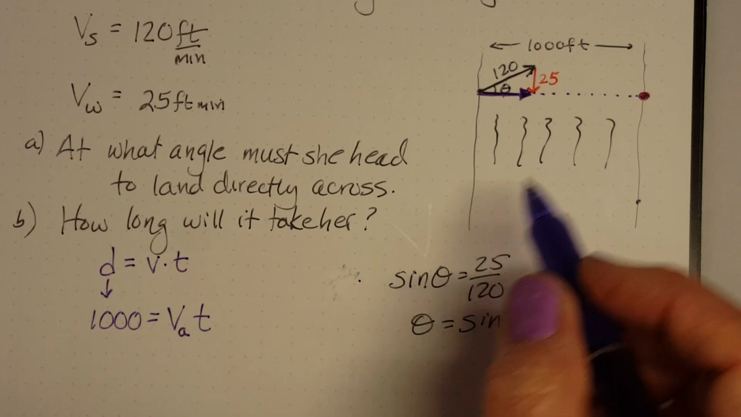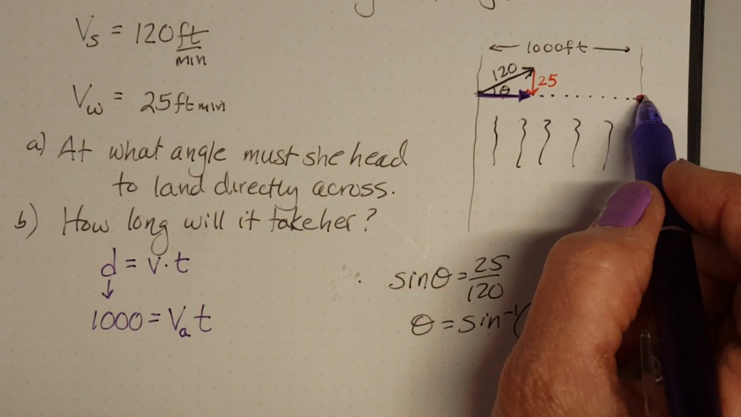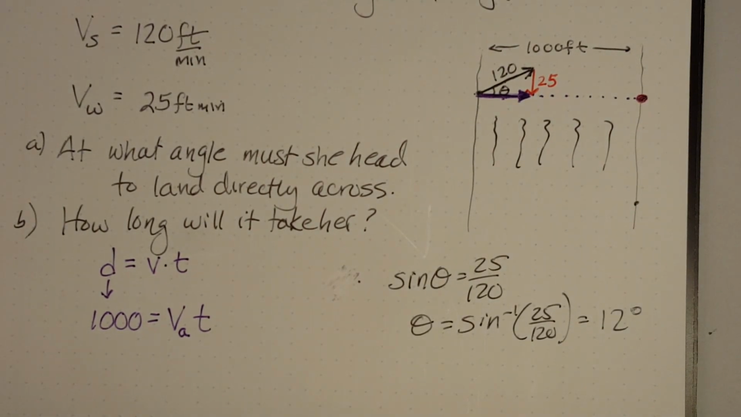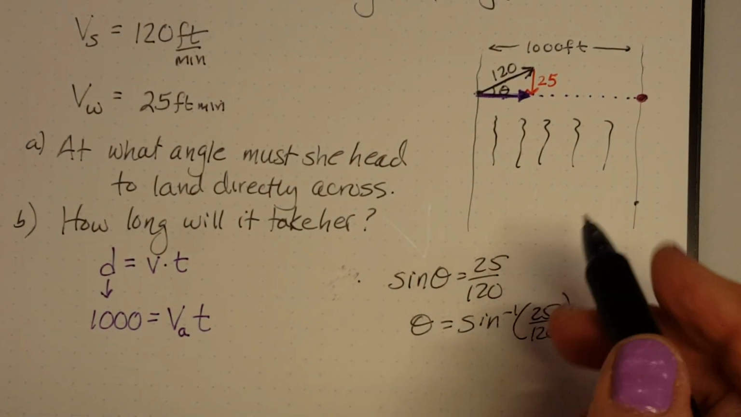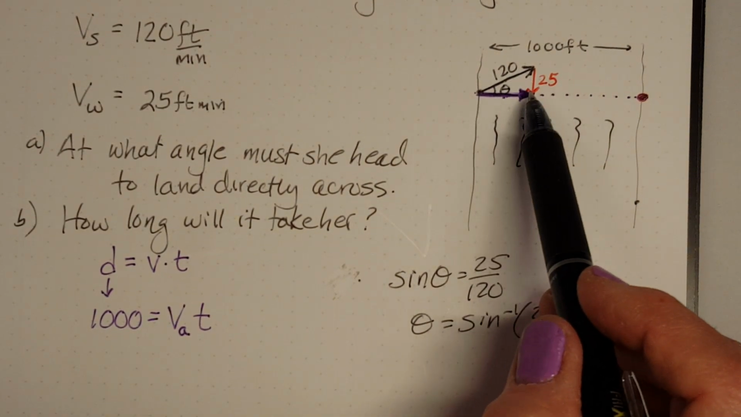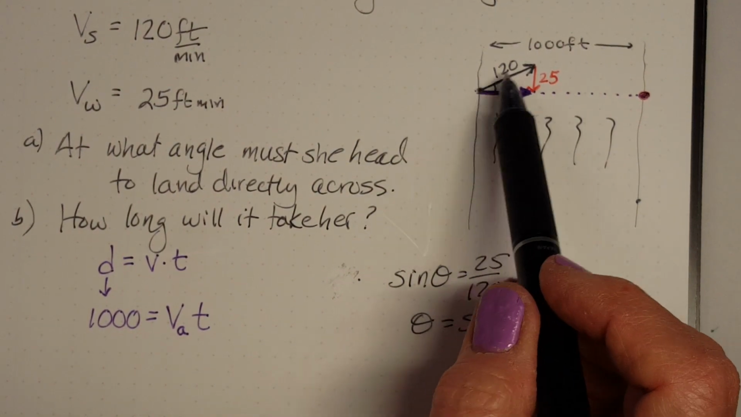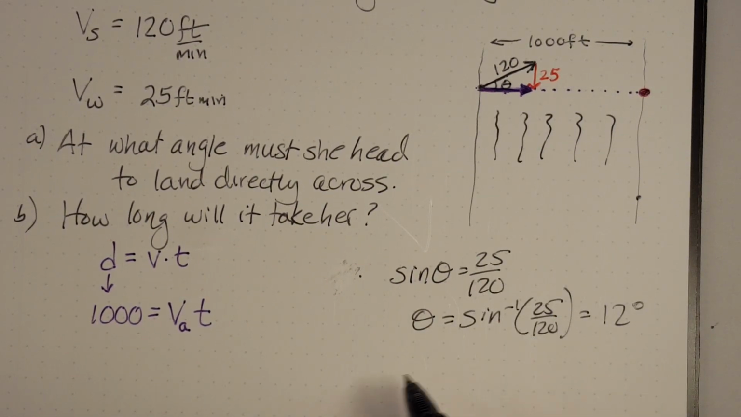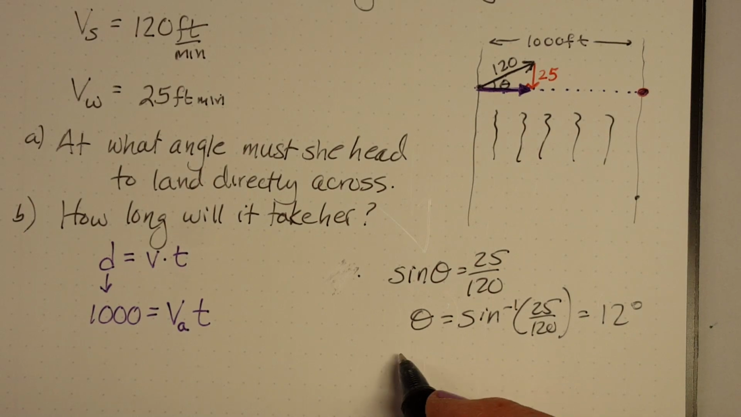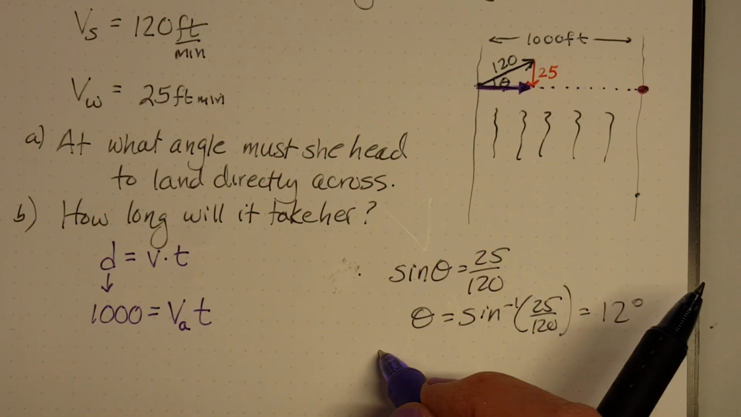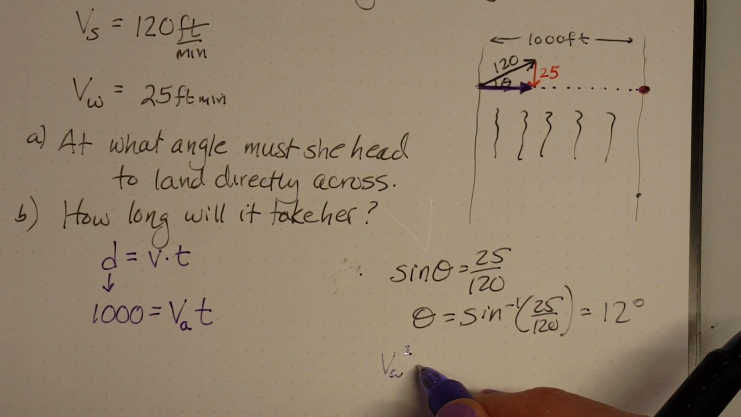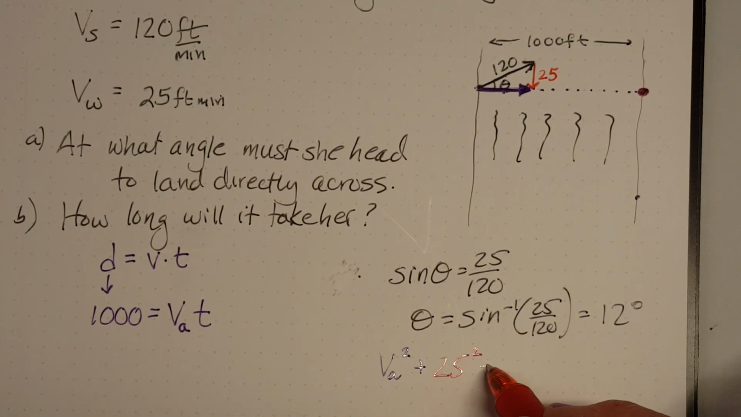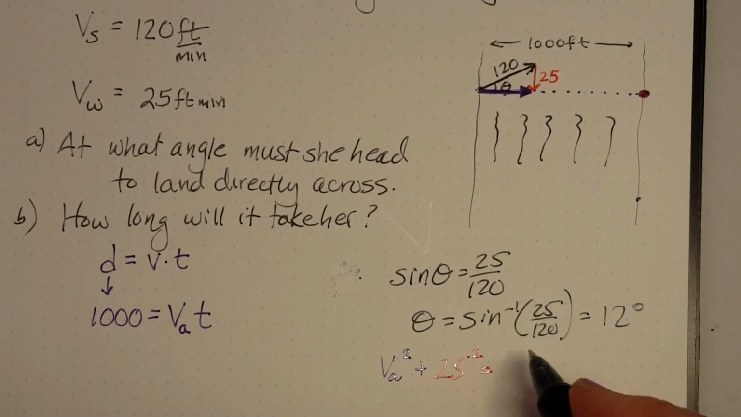And if we want to find how long it takes for her to go across the river, then we need the magnitude of that resultant vector, which we can get because if we look at this triangle, we can either add these two vectors, or you can see that this has made a right triangle, so we can use our Pythagorean theorem and say, well, the velocity across squared plus 25 squared, that's going to equal 120 squared.